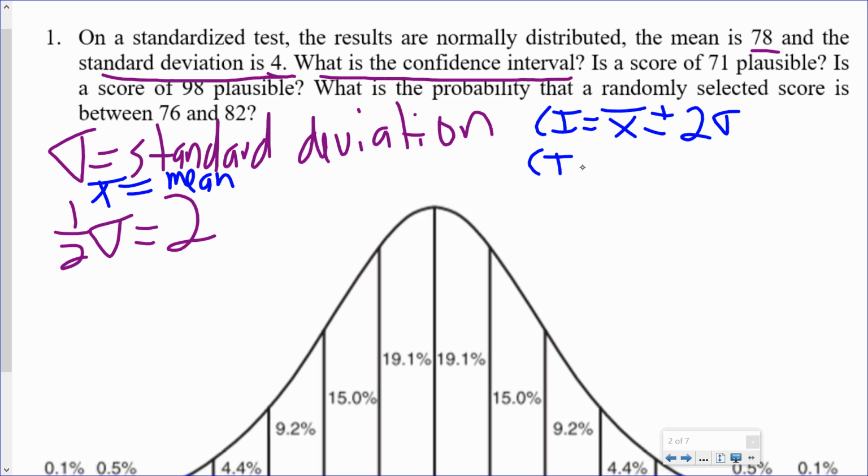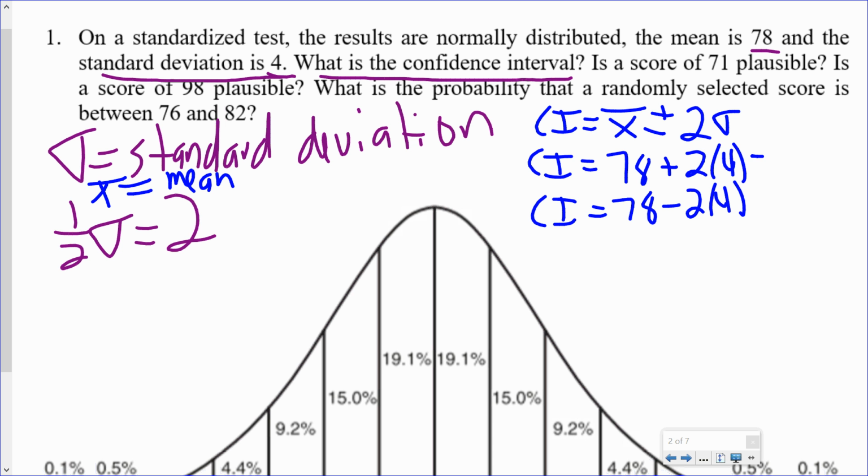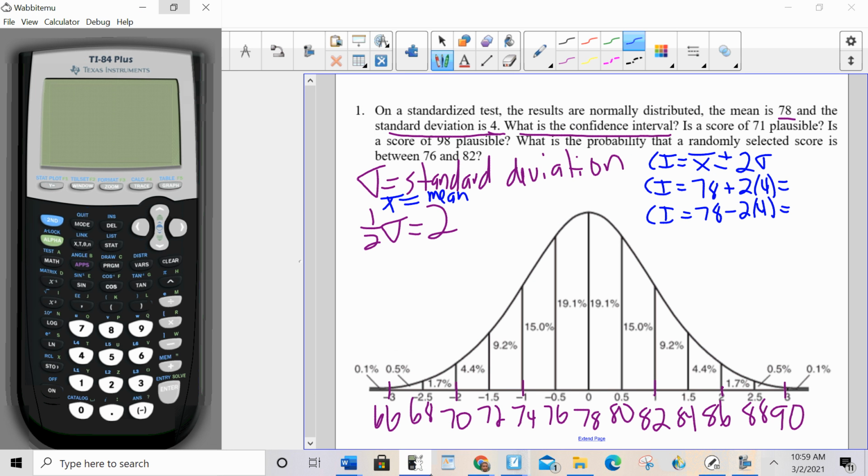So the confidence interval is the mean, 78 plus 2 times the standard deviation, and 78 minus 2 times the standard deviation. You can use a calculator if you need to. I will, just so you can see where the numbers are coming from. 78 plus 2 times 4, and then 78 minus 2 times 4. 86 and 70.